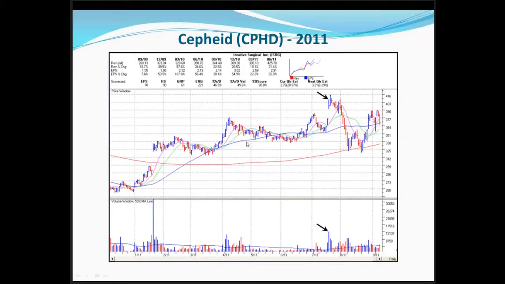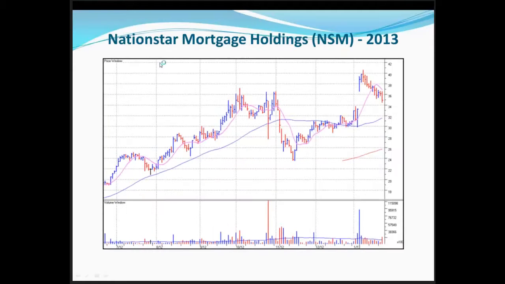Oh, wait a minute. That's the wrong one there. Nationstar Mortgage Holdings. This is a current one, and this actually looked pretty good coming out in early January. I think this is January 7th, about 2 weeks ago. And since then, it took 1, 2, 3, 4, 5, 6 days. It's not really going anywhere, and it broke down. And now it's pulling back to fill the gap.